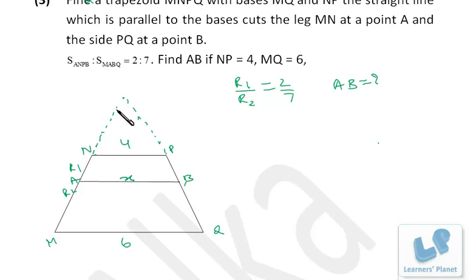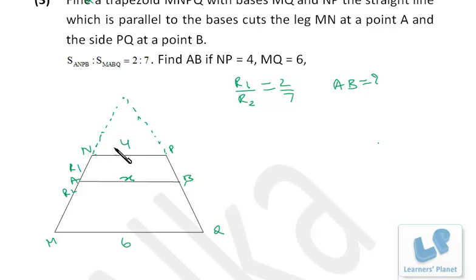Now what? See this triangle, this triangle, this triangle, and this triangle. All of the three triangles are similar to each other, right? And we are given the ratio of R1 is to R2. So area of R1 will be what? This entire triangle's area minus the area of this, right? In case the triangles are similar, their areas are in the ratio of the square of their sides, right?